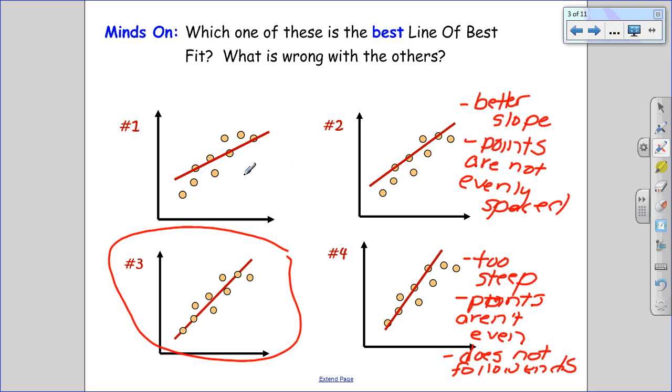Okay, not quite steep enough, not quite following the ends either. If I look, I'm totally ignoring the data at this lower end of my graph.